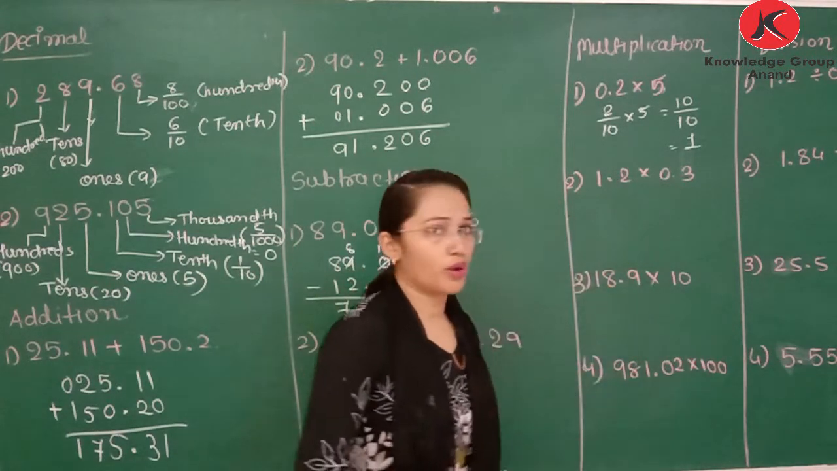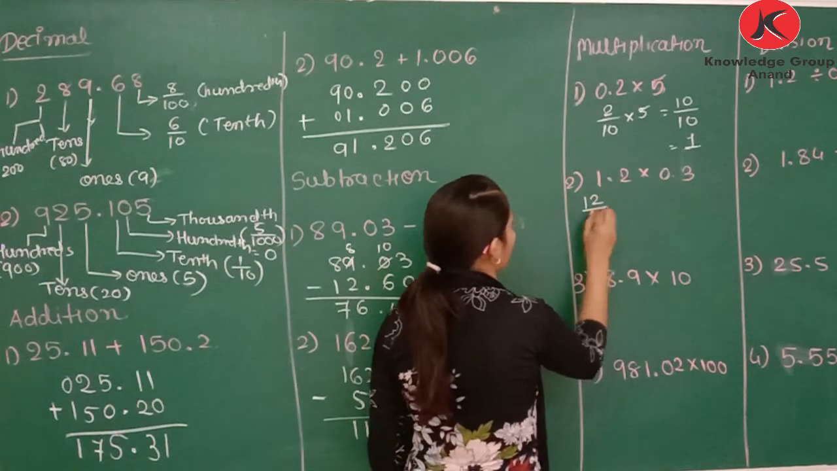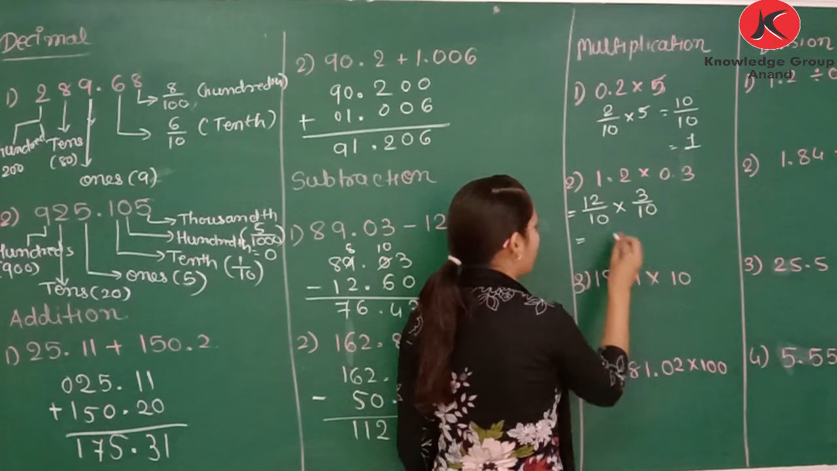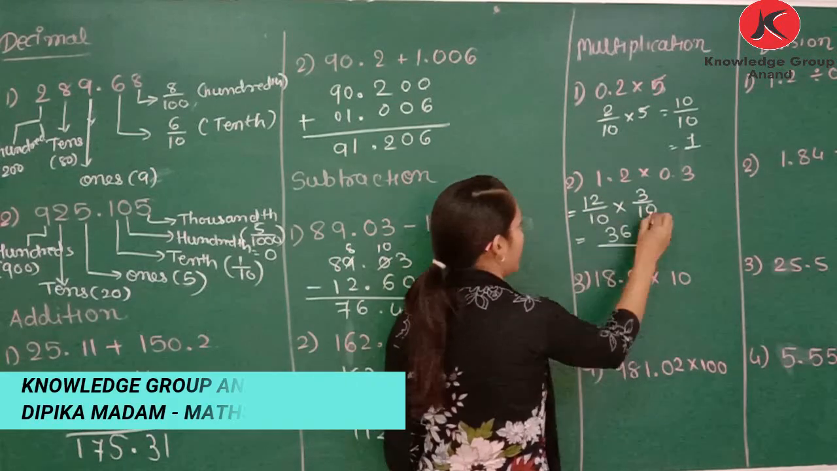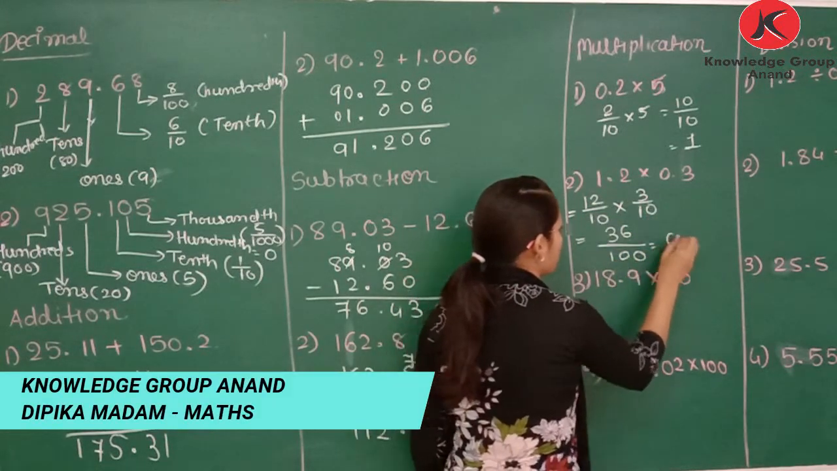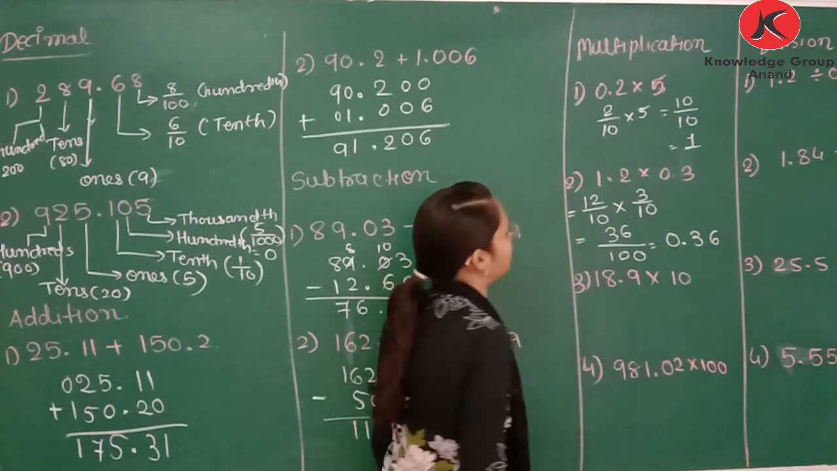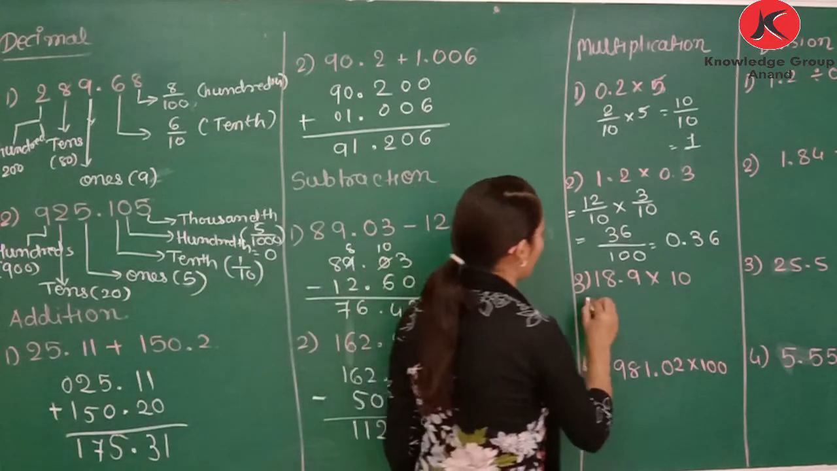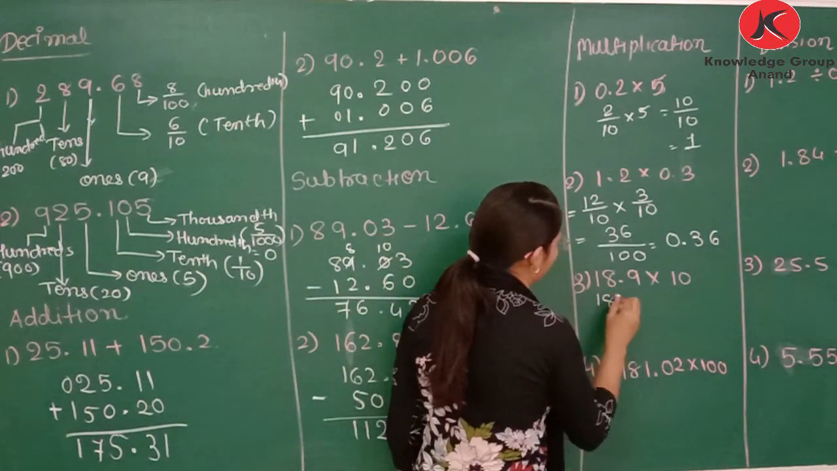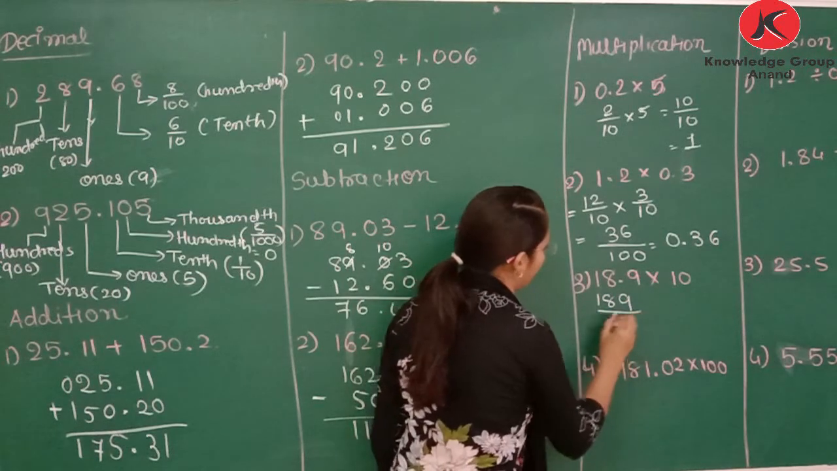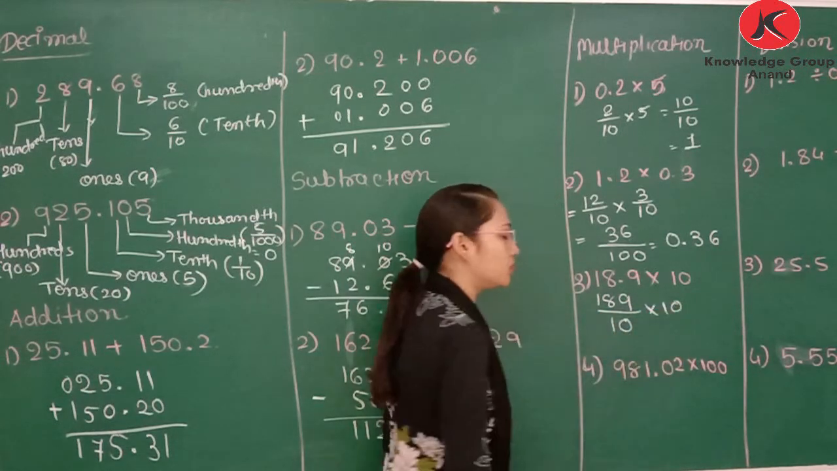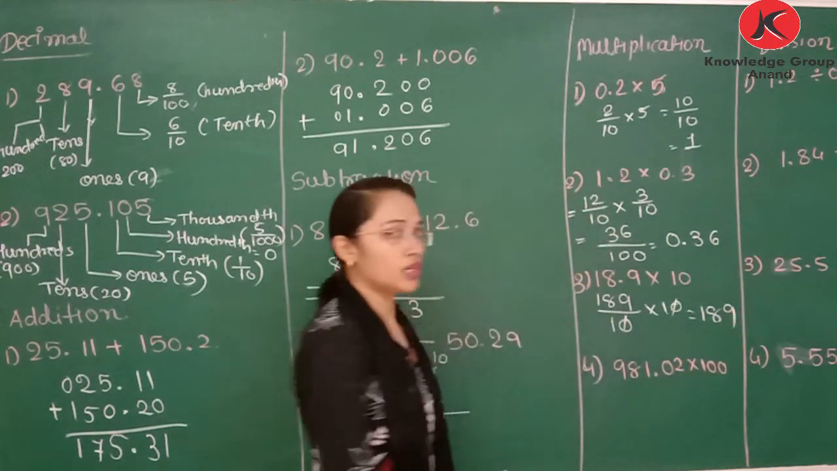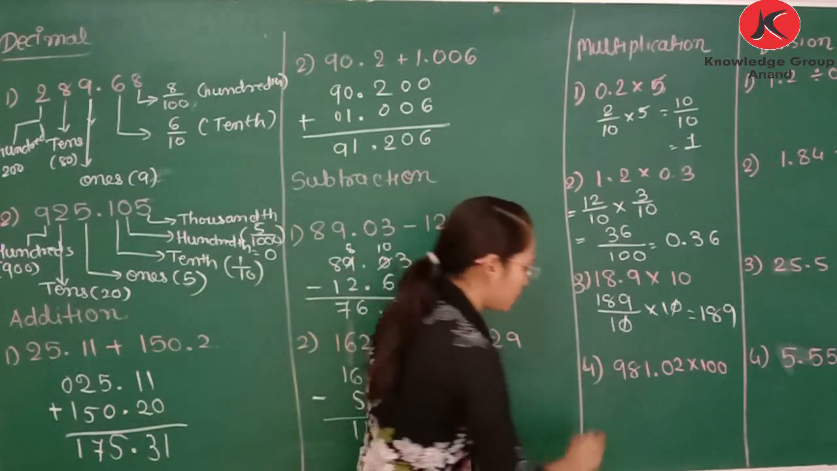1.2 multiply 0.3. So you can start with 12 by 10 multiply 3 by 10. 12 3s are 36, 10 10s are 100. So it is 0.36. Clear? Now next one. 1.89 divided 10 multiply 10. Now you can cancel out this 0, so it is 189. Clear?